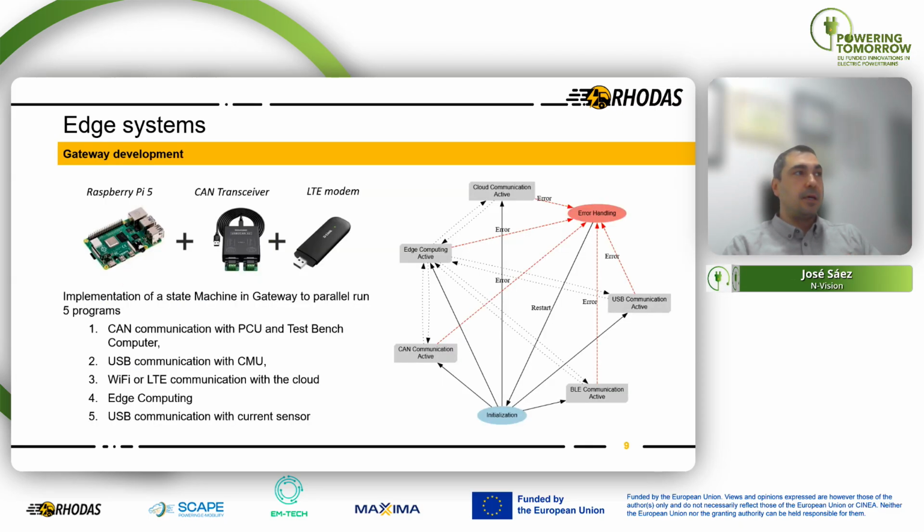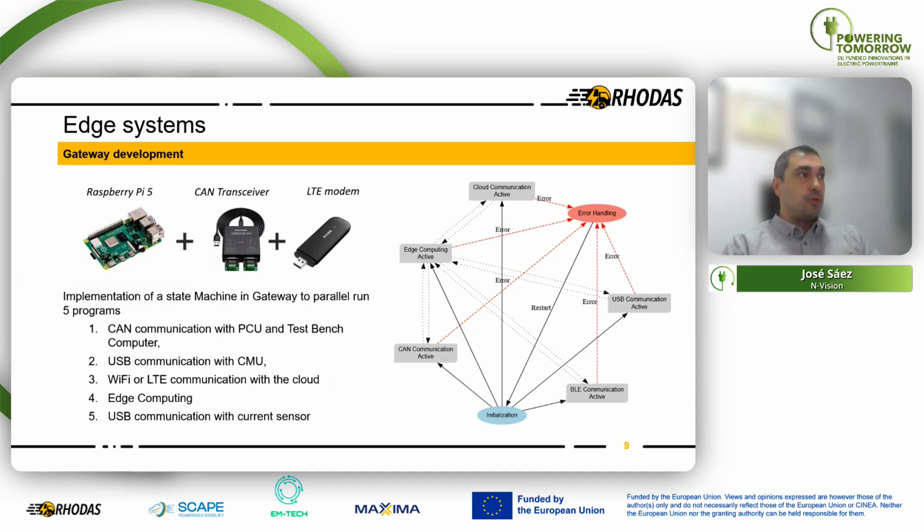In that case, the gateway device we are using is a Raspberry Pi 5, which is complemented with a CAN transceiver that allows us to communicate with the different systems, as I will show later. And we also included an LTE modem in order to provide some communication on the road. Maybe worth saying that during the project we are mostly using Wi-Fi, but both types of communication have been tested and there is no issue. It's completely transparent for the user and almost for the system to use either Wi-Fi, Ethernet, or the LTE modem.